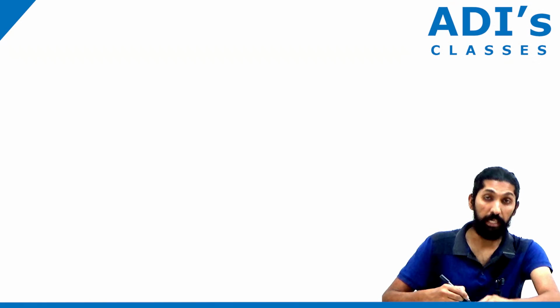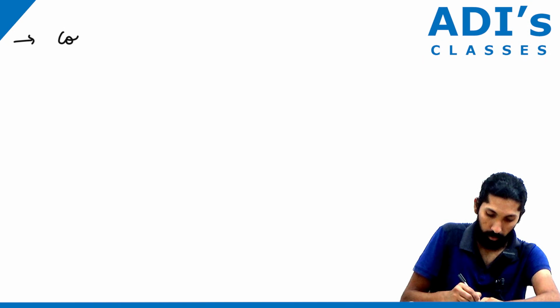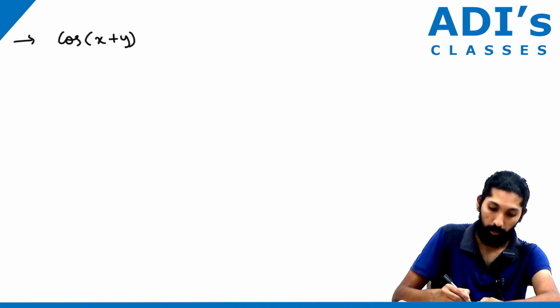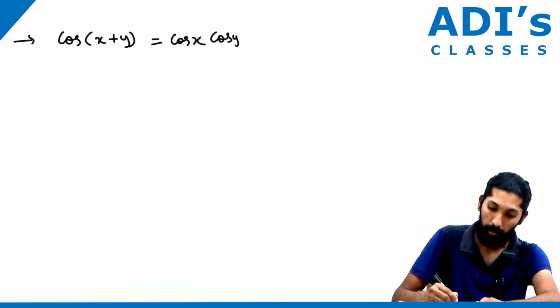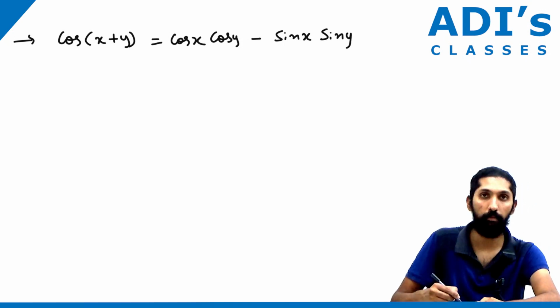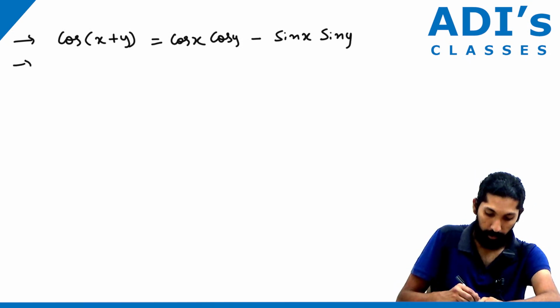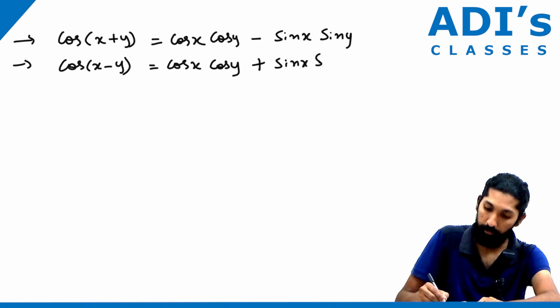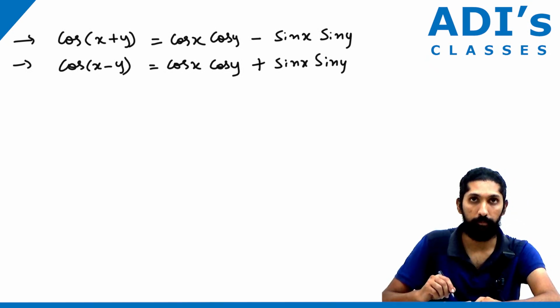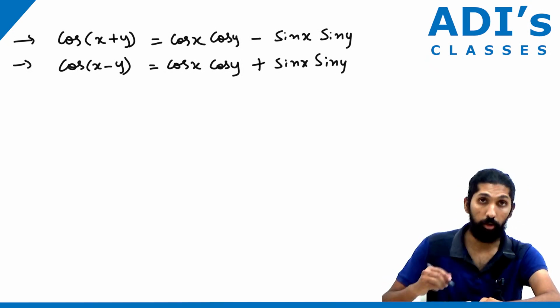The first formula is based out of cos, correct? So the first one, cos of x plus y. This is going to be cos x into cos y minus sin x into sin y. First one. Second formula, cos of x minus y. This is cos x cos y plus sin x into sin y. Second formula. The two formulas based on cosine.